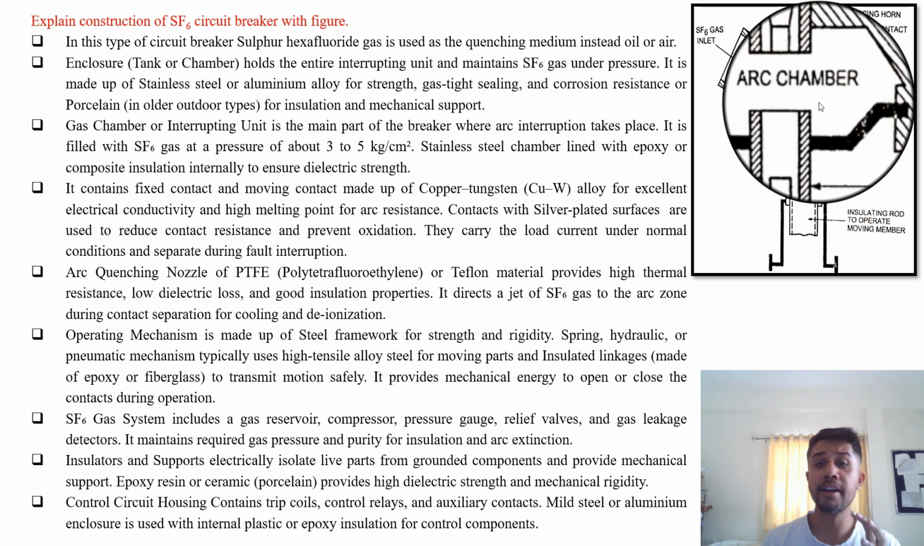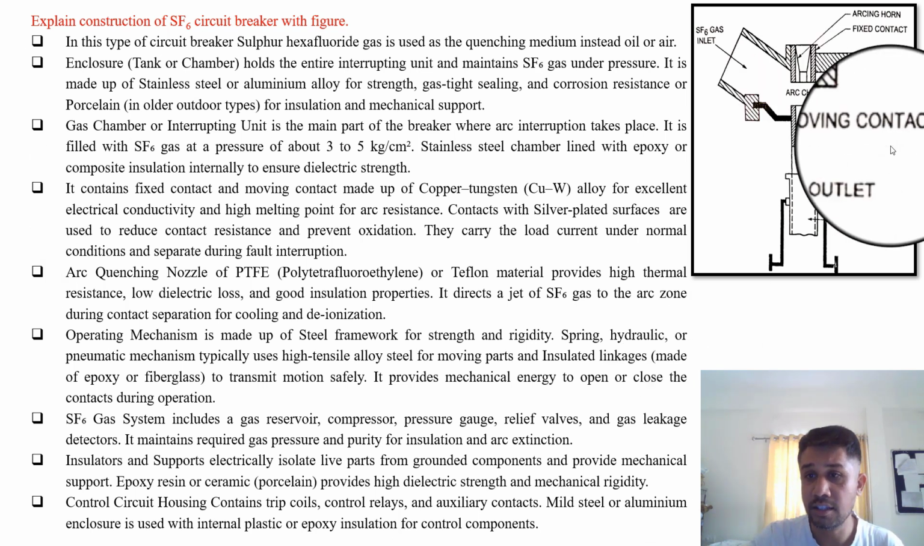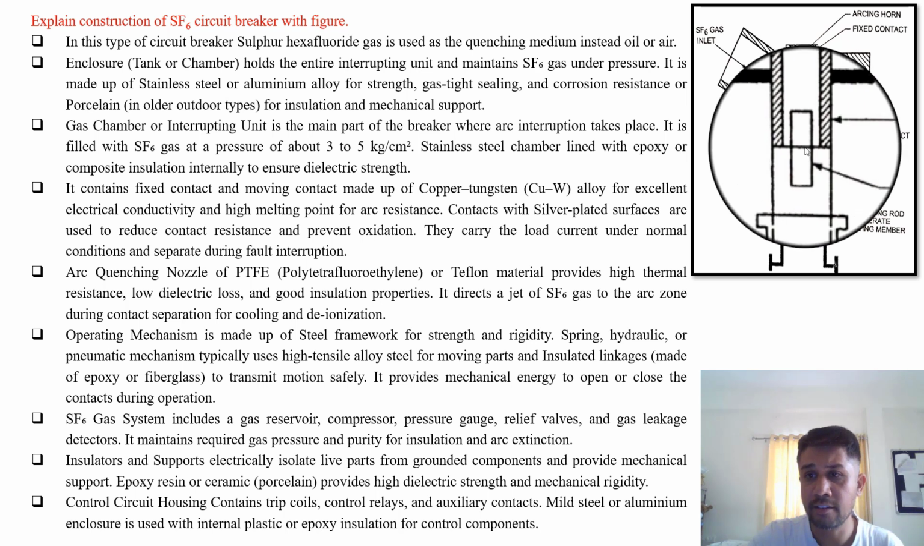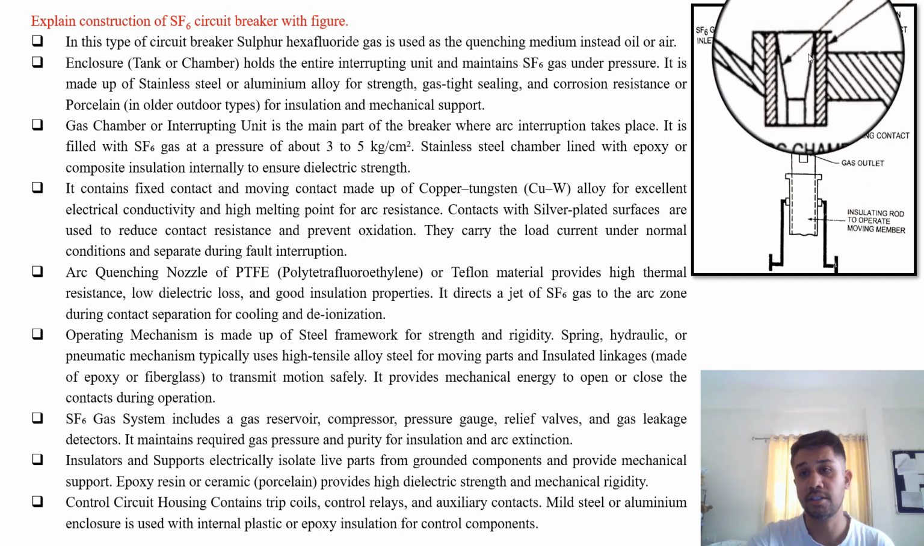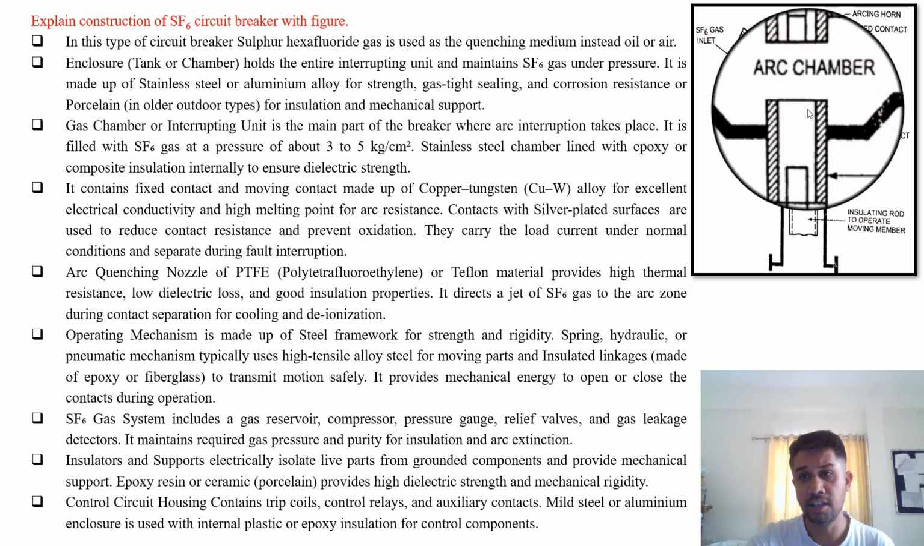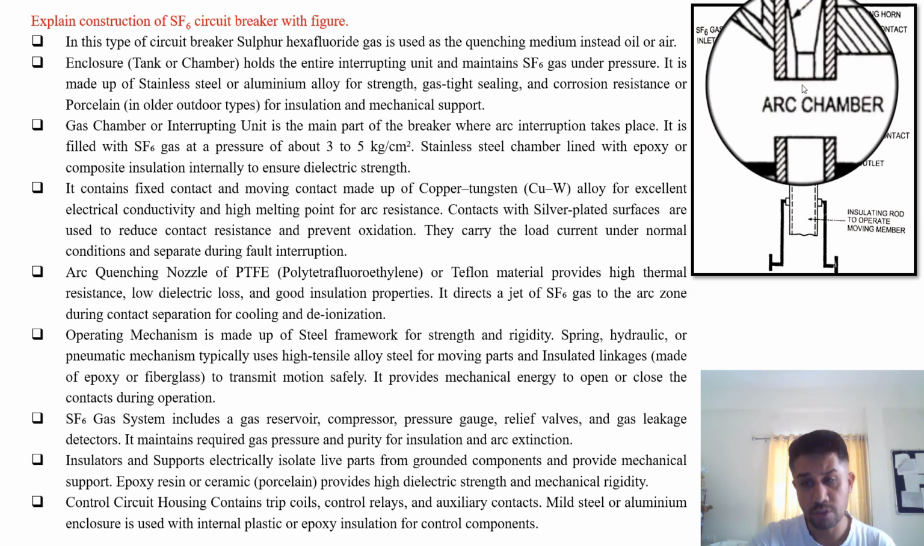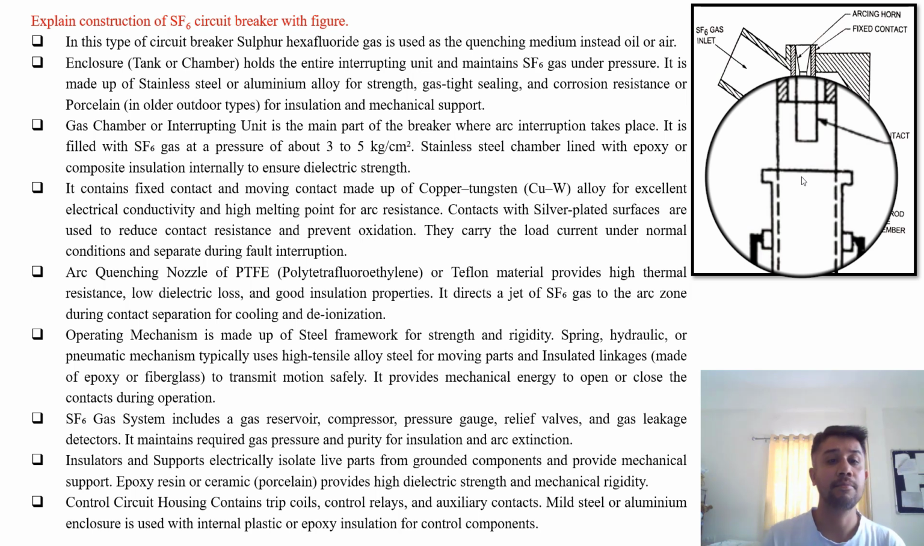Contacts with silver plated surfaces are used to reduce the contact resistance and prevent oxidation. They carry the load current under normal condition and separate during the fault condition. So this is the moving contact and the rest is the fixed contact. Here you can see this. This is the fixed contact and this is the moving contact which moves in the downward direction like this.